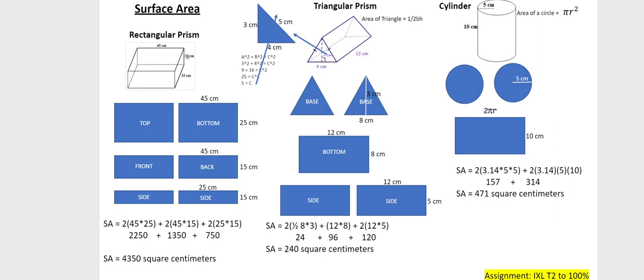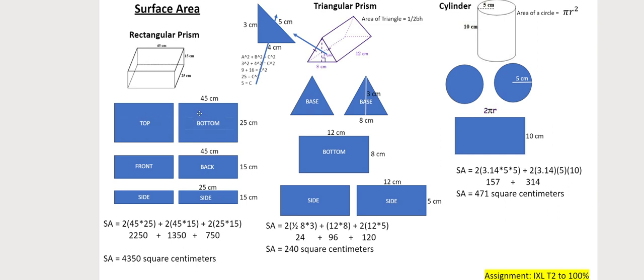Okay, so let's take a look at the rectangular prism. A rectangular prism has 6 faces. You have the same face on the top and the same face on the bottom. You have the same face on the side and on the other side. Then you have the same face on the front and on the back. If you look at the diagram that I drew here for you, and I even labeled top and bottom, they have the same face.